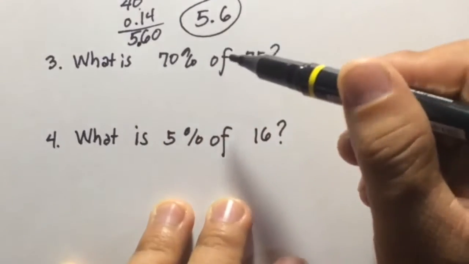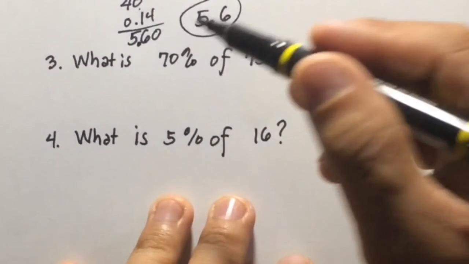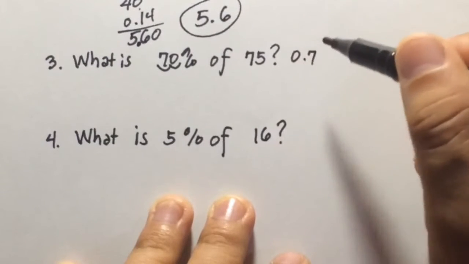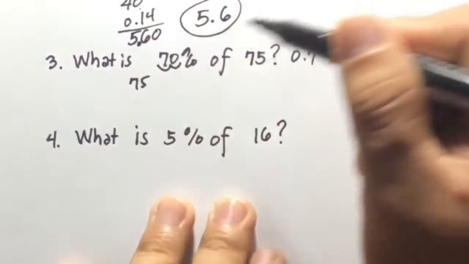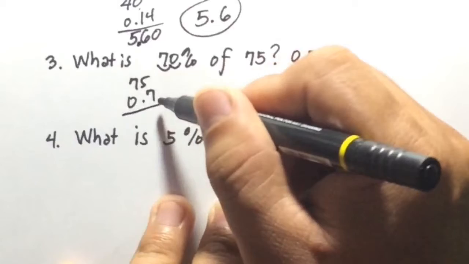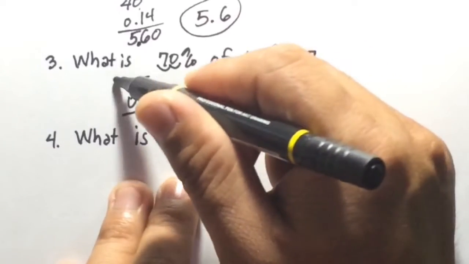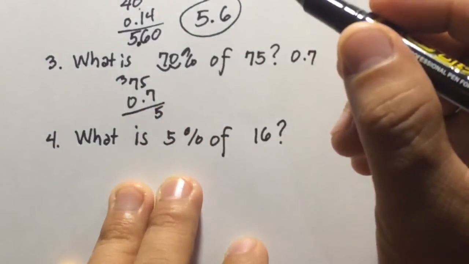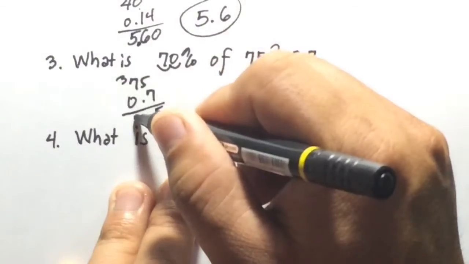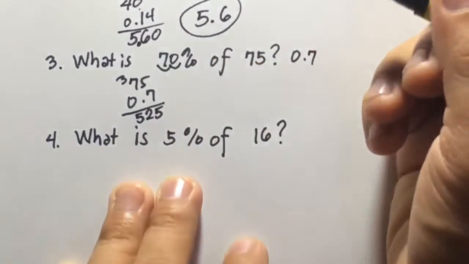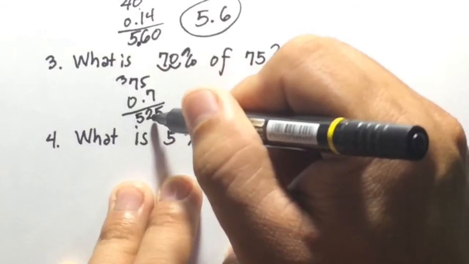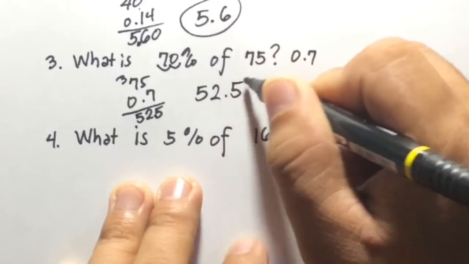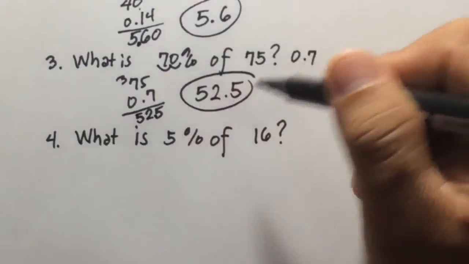Then the next one is, what is 70% of 75? So we're going to have here 1, 2, so this will be 0.7, so we're going to have 75 times 0.7. 7 times 5 is 35. 7 times 7 is 49, plus 3, that will be 52. Then 1 decimal place here, so we're going to have 52.5. So 70% of 75 is 52.5.